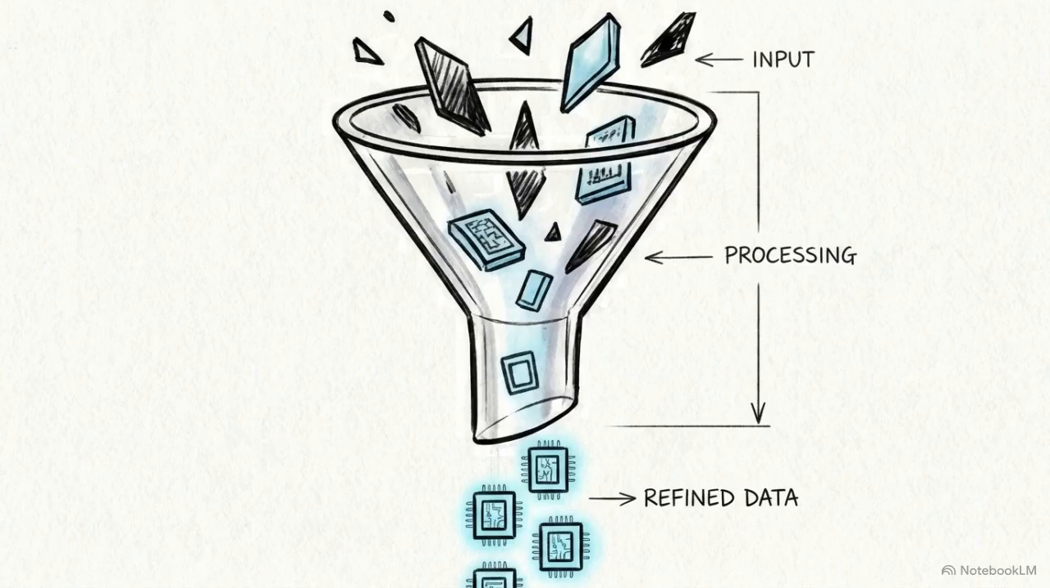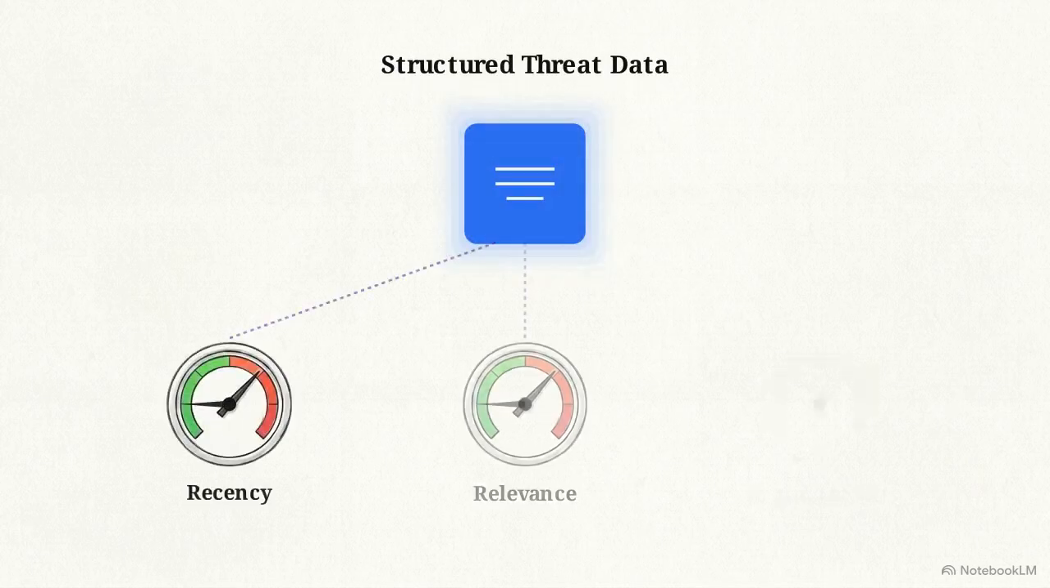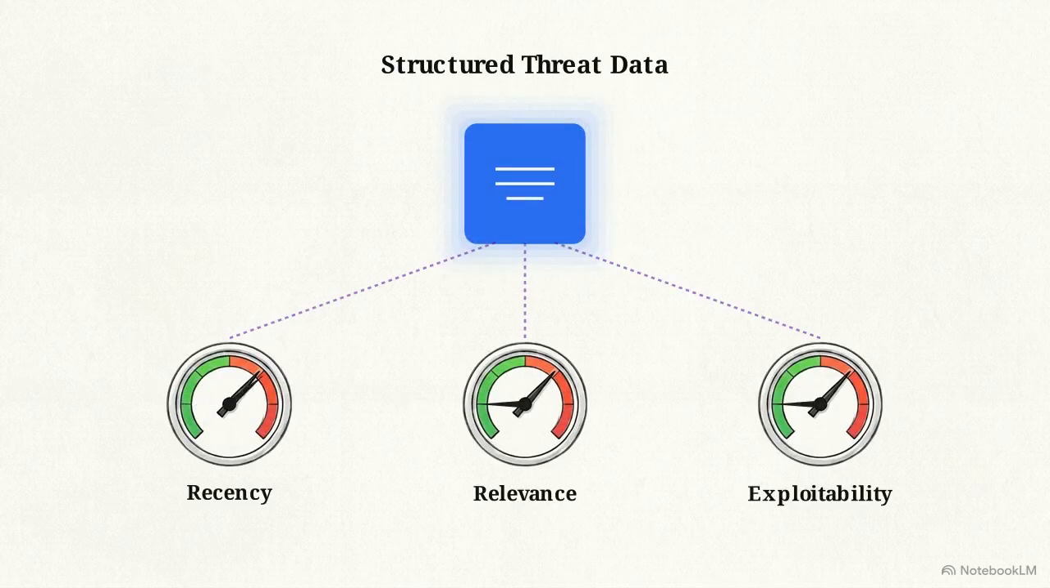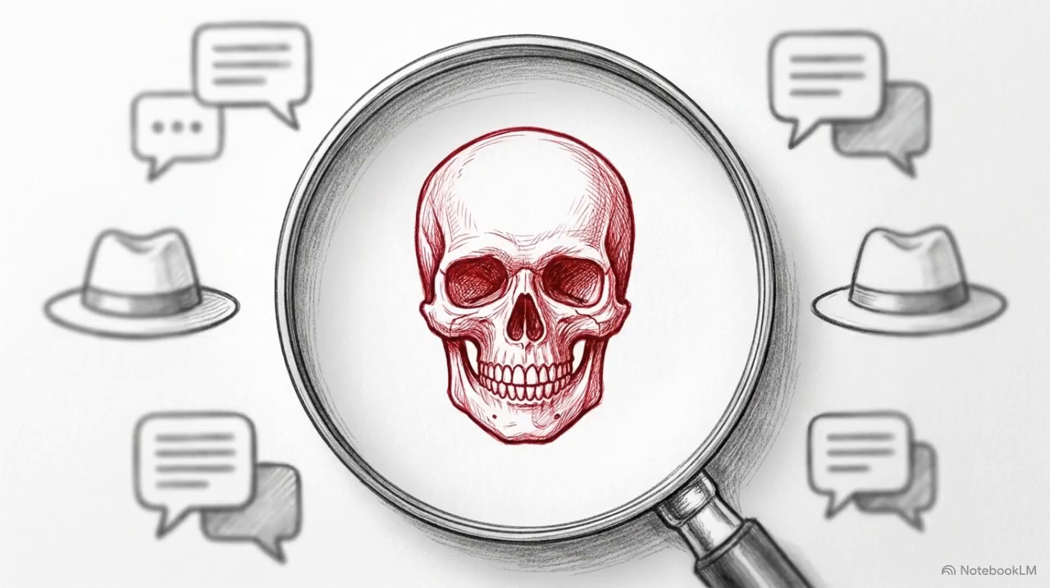Once collected, an AI normalization engine restructures the scraped text, forum posts, and paste site dumps into readable security data. Algorithmic models then score this newly structured data for its recency, its relevance, and its statistical likelihood of exploitation. This automated processing successfully filters out security researchers and ambient chatter from genuine threat actor signals.